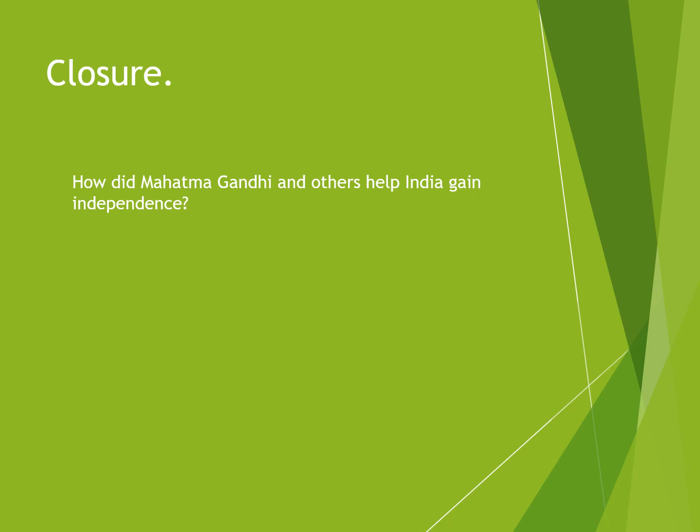Okay, so our closure here: how did Mahatma Gandhi and others help India gain independence? Think about some of the things they did and what they talked about to convince the British to allow for independence, and that will help you answer your question.